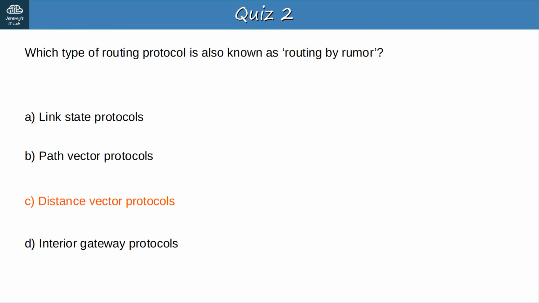B, path vector, is a type of EGP, exterior gateway protocol. It's not covered in the current CCNA and operates differently than distance vector. D, interior gateway protocols, or IGP, is a category which includes both distance vector and link state protocols, so it is incorrect. Let's go to question 3.